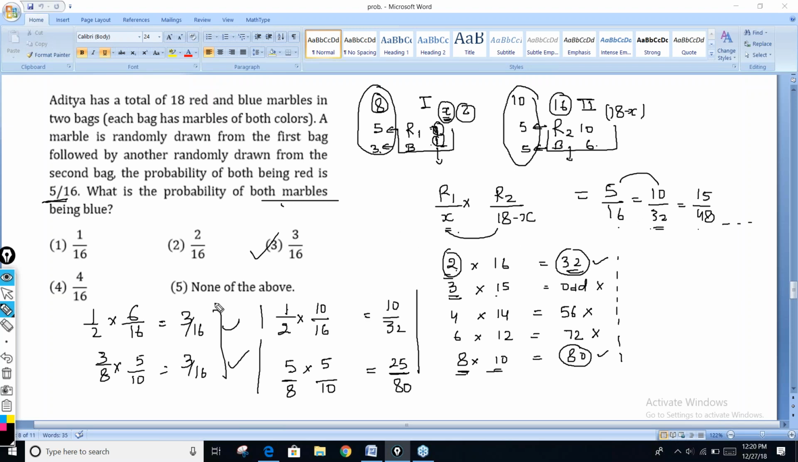So that was a difficult question. You have to process in such a manner so that the denominator comes out to be multiple of 16. So two cases, 32 and 80. Took both the cases. From both the cases, answer is coming out to be 3 by 16. Clear? Come to the next one.